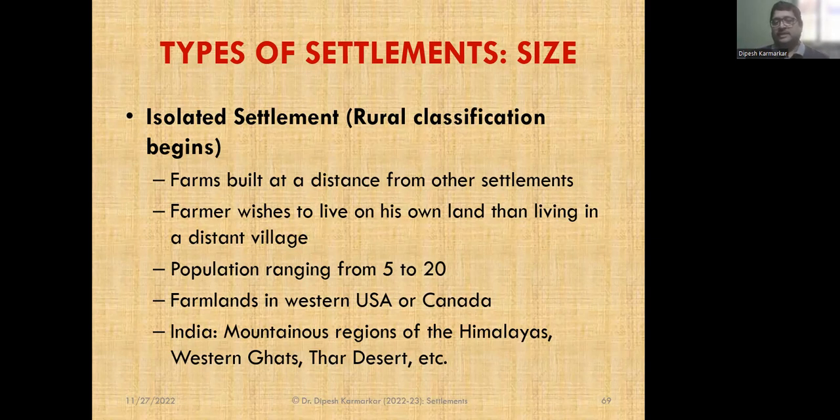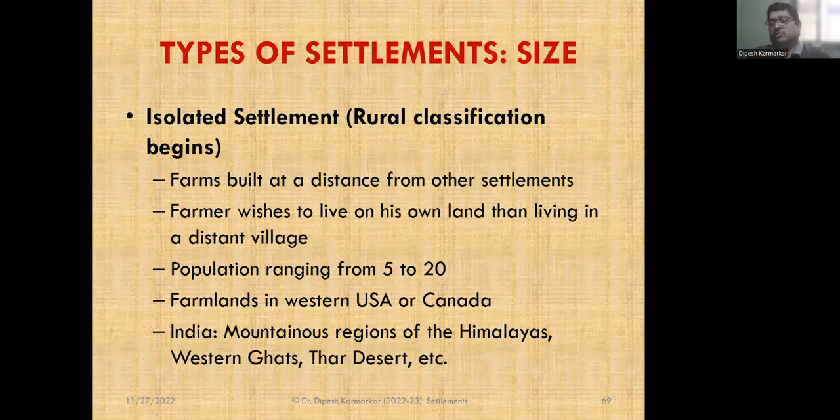As the name itself suggests, isolated settlements are the settlements having a very small population and very few houses, hardly one or two. These are the settlements or houses which are usually built at a distance from other settlements. Because the larger settlements are located away from it, these smaller settlements with very little population and very few houses are isolated from the rest of the settlements, and so they are called isolated settlements.